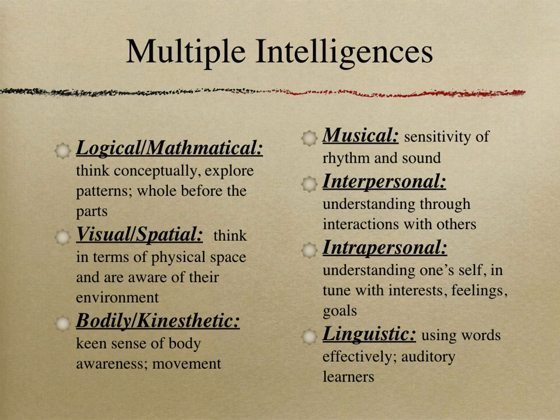Your visual spatial learner thinks in terms of physical space and is very aware of their environment. So they are taught best through drawings, models, graphics, multimedia avenues. Your bodily kinesthetic learner has a keen sense of body awareness, and they learn best through movements. So think about physical activity, hands-on learning, acting things out, doing some role playing for those types of students in your class.